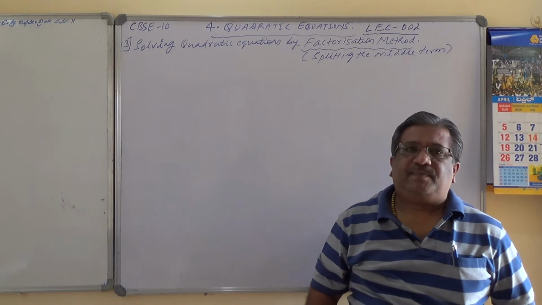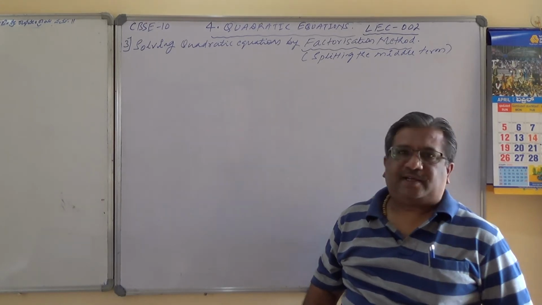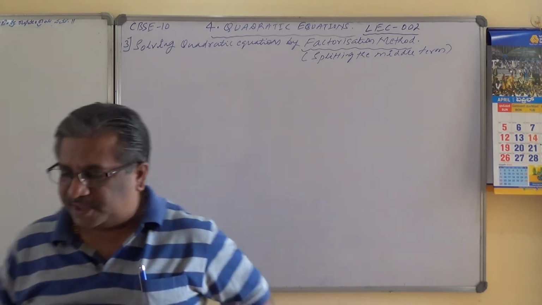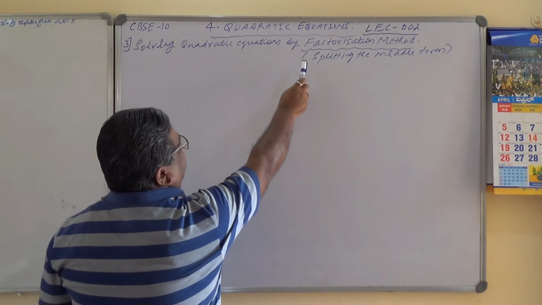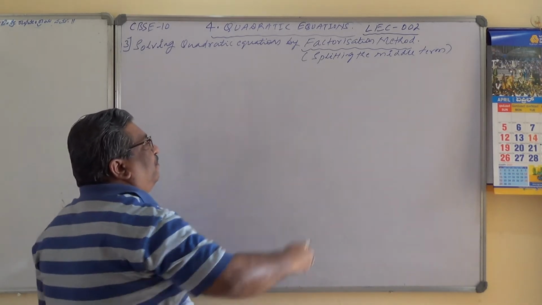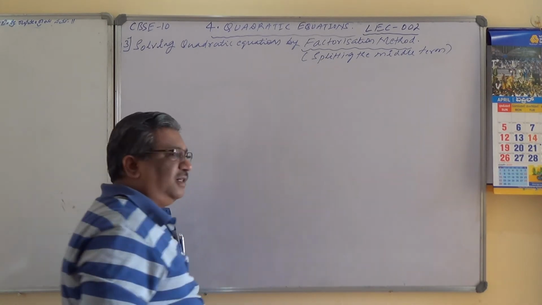Now today we will take up the solving of quadratic equations by splitting the middle term, which is also called the factorization method. Let me pick up some simple sums. First, see, this is the title here: solving quadratic equations by factorization method. What is the factorization method? This method is also called splitting the middle term.